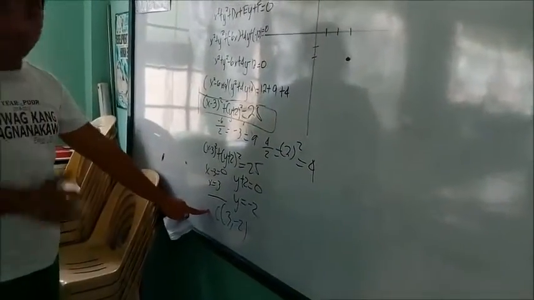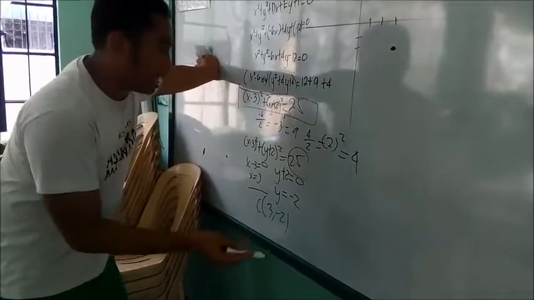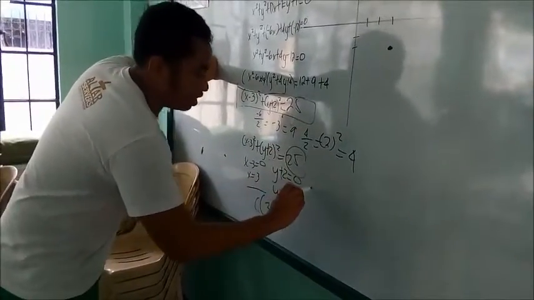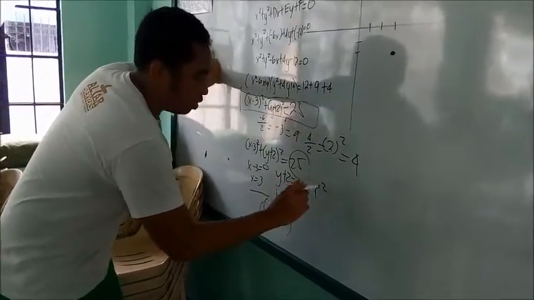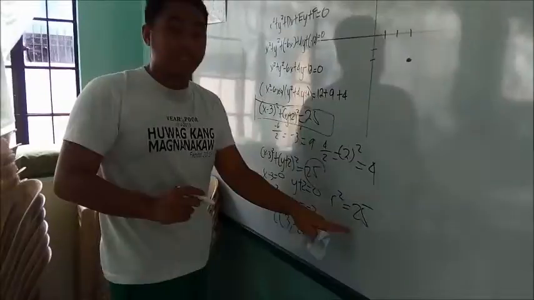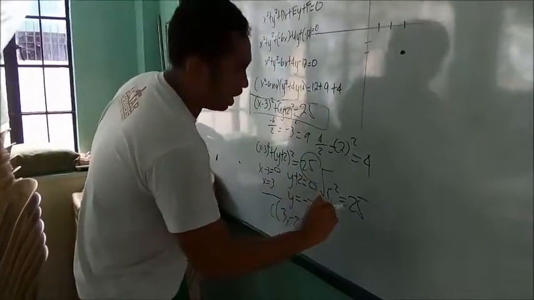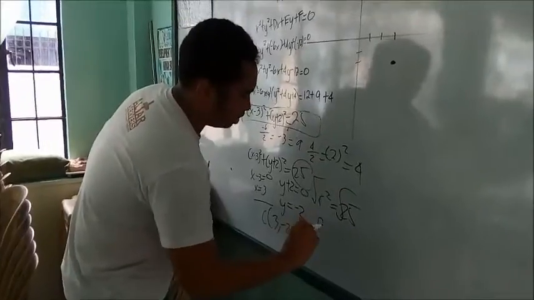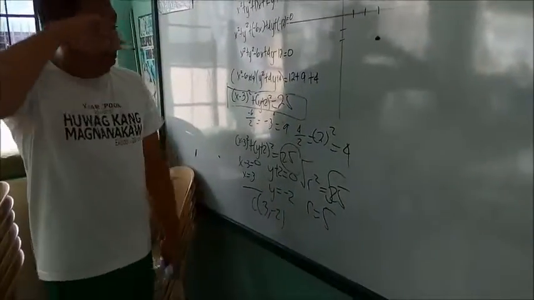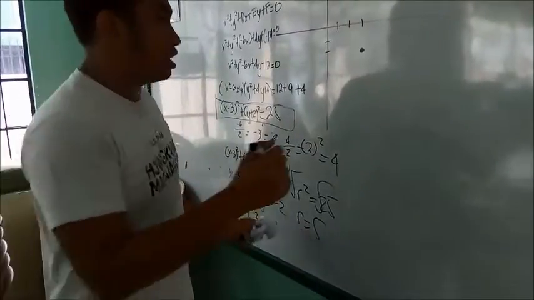Then to get the radius, we know that the isolated part in the standard form of a circle is r squared. So we will equate r squared to the constant in the standard form. r squared is equal to 25. But we need the radius, so we will take the square root. And r is equal to 5. So we again have the radius as 5 units.